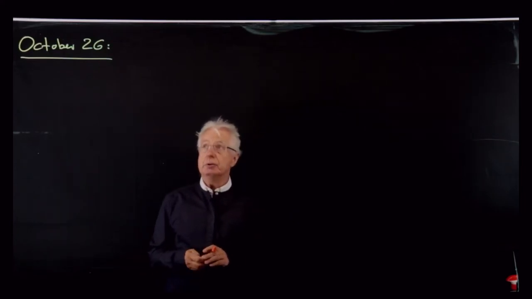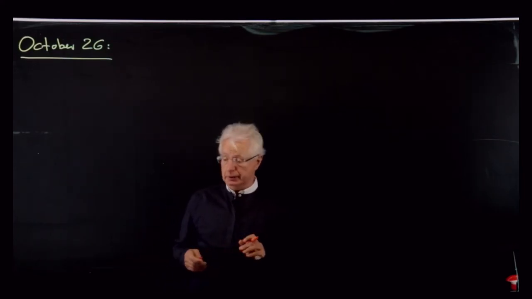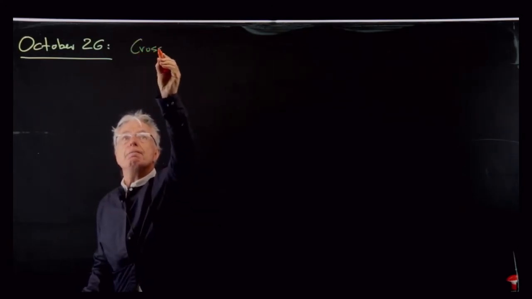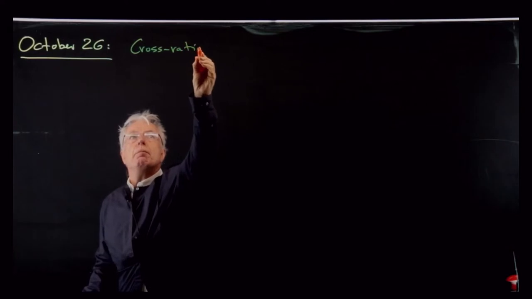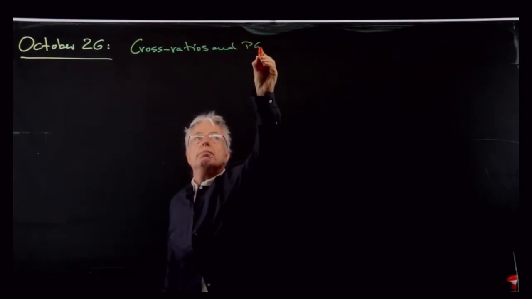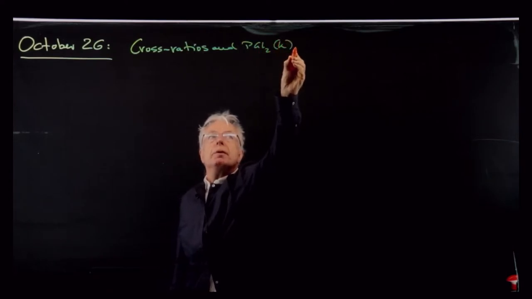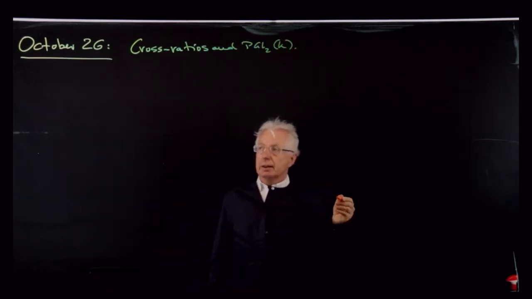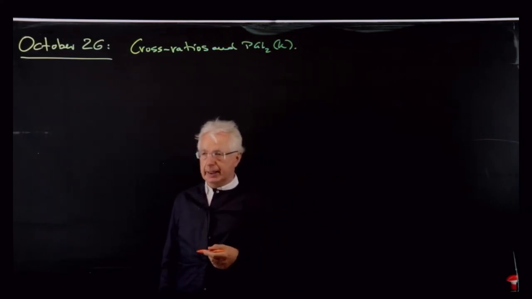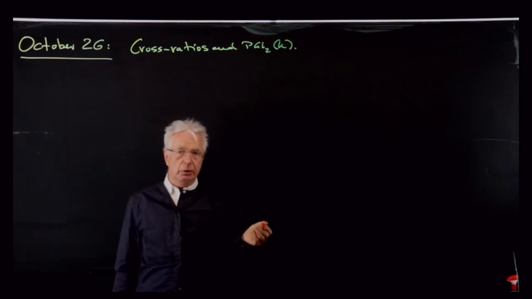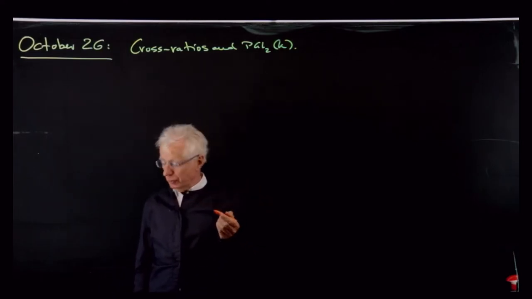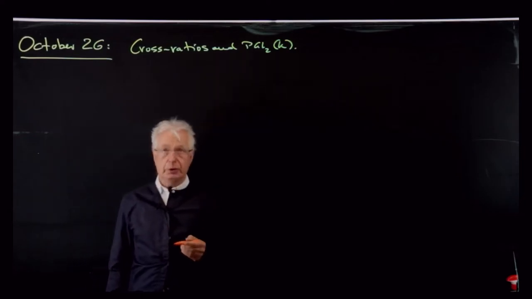The topic of today is very amusing and simple-minded. We will talk about cross ratios and PGL2. And the week afterwards, we will come back to the definition of moduli spaces and universal family and all this categorical stuff. So for today it's just amusement, cross ratios, and so on.